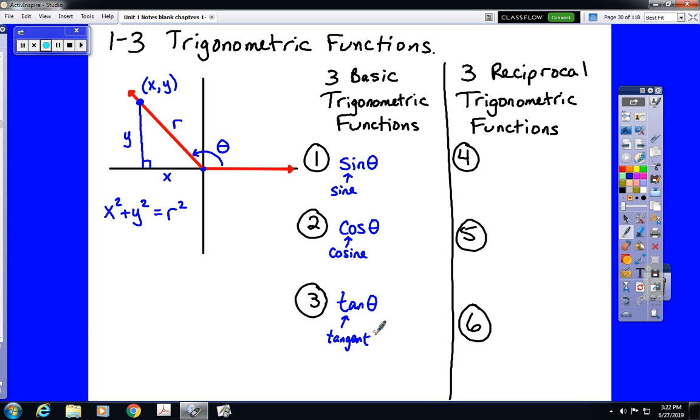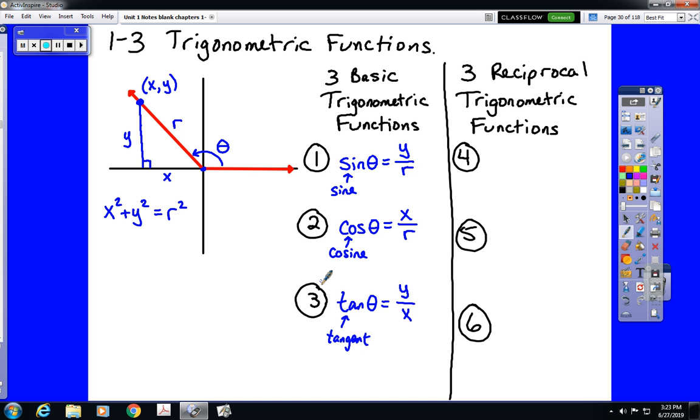Now you learn these using SOHCAHTOA and using right triangles in algebra or geometry. We're going to be a little bit more specific. We're going to use this general picture. Sine is always going to be y over r. Cosine is always going to be x over r, and tangent is always going to be y over x.